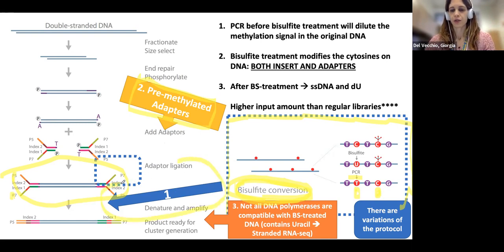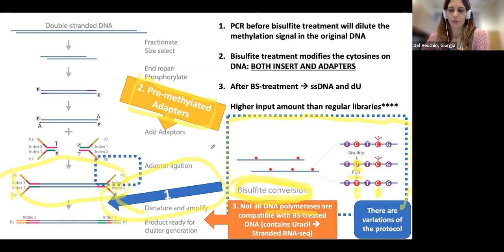Next, we are going to bisulfite convert our samples, and during the PCR, we need to use a specific DNA polymerase because not all the DNA polymerases are able to read the uracil, since the uracil is something that you can find in the RNA. So usually you don't find uracil in DNA. So not all the DNA polymerases are able to read the uracil. So we need to use a DNA polymerase specific for bisulfite treated samples.